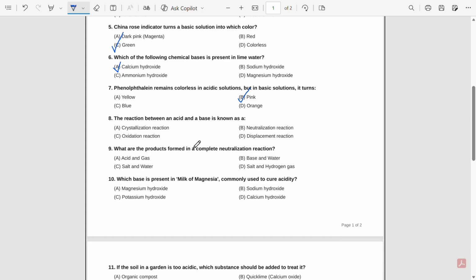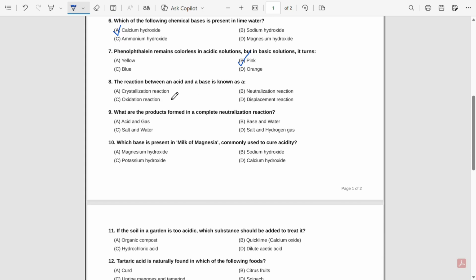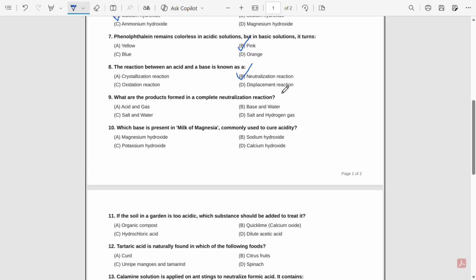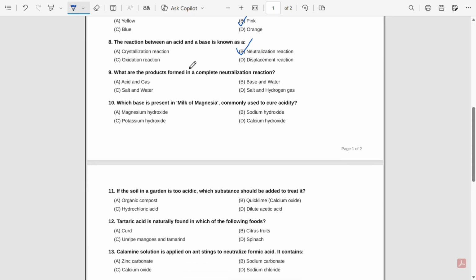Yes. Go for the eighth question: the reaction between an acid and a base. It's a very simple reaction. Already we have discussed this topic very strongly. Yes, the reaction between acid and base is known as neutralization. Neutralization is a type of exothermic chemical reaction, because a certain quantity of heat will be liberated. Let's go for the next one. See the ninth question: what are the products formed in a complete neutralization reaction?